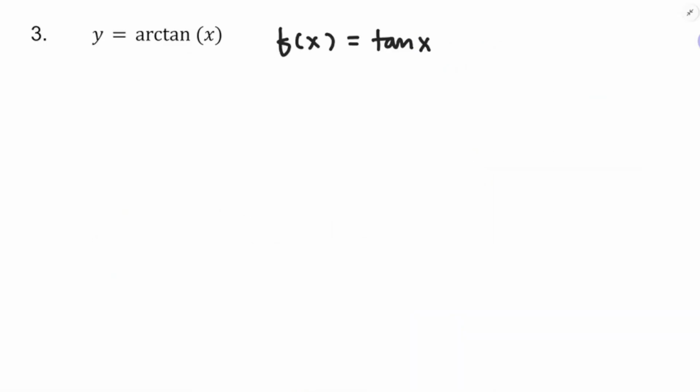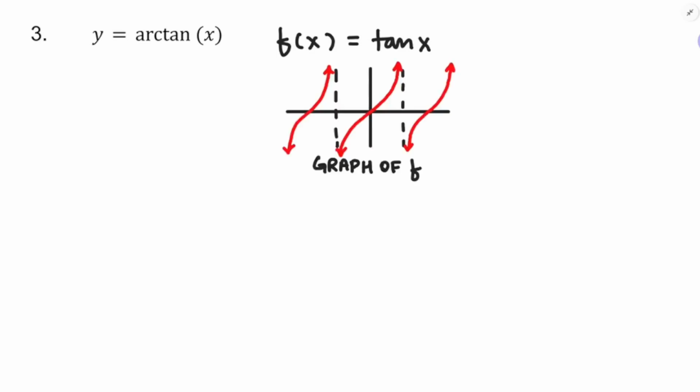Now, for arctangent, I'm going to do the same thing again, but this time I think I need to remind you about what the graph of y equals tangent x looks like, because that's materially different from the graphs of sine x and cosine x. Okay, so just reminding you, tangent x is the graph that has the arms and the vertical asymptotes. And this is the picture of the graph of f.